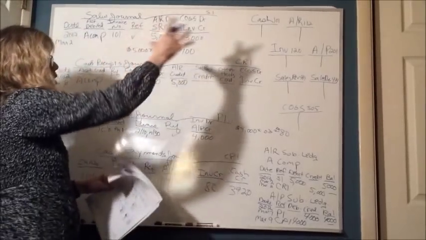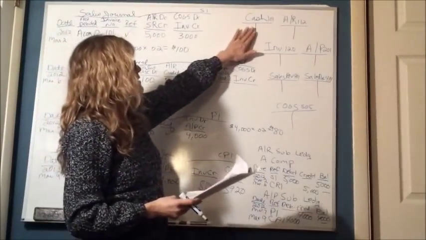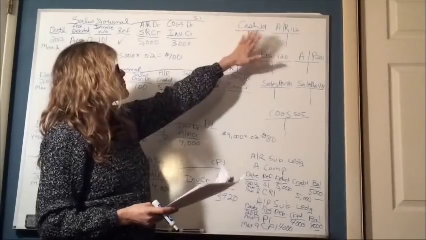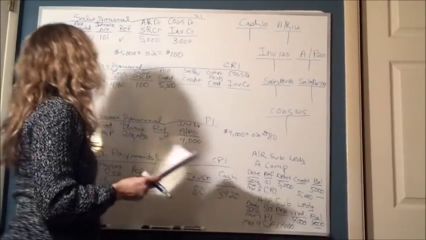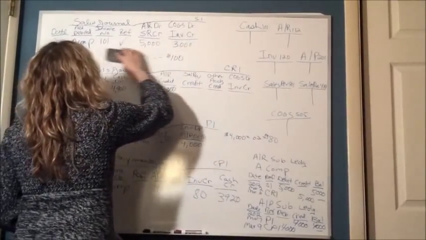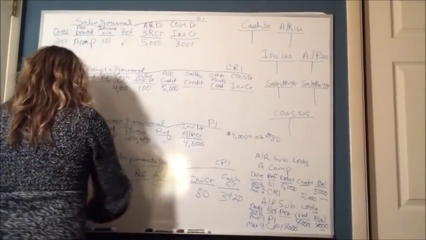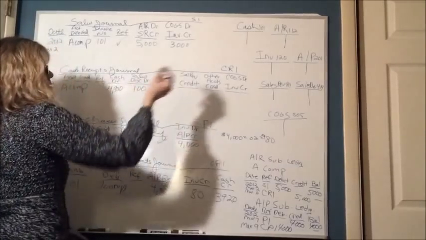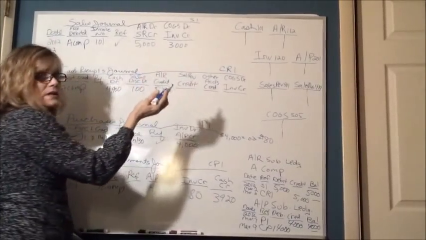We are now going to post, and instead of ledgers, I'm using T accounts, but I have put account numbers next to each one. We're going to total our monthly amounts and post them to the appropriate ledger account.